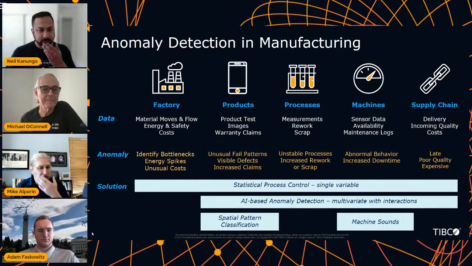And you can see here, these anomalies can detect things like bottlenecks in the factory or unusual failure patterns in products, unstable processes, abnormal machine behavior.